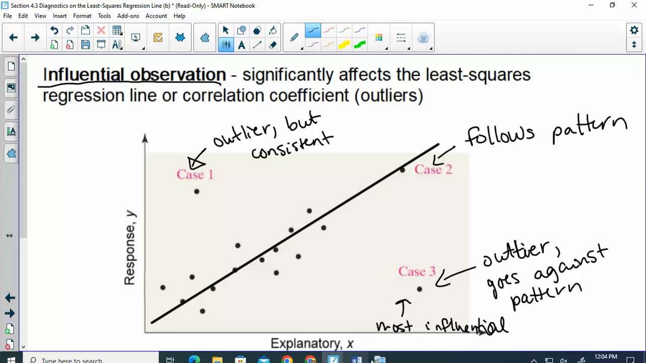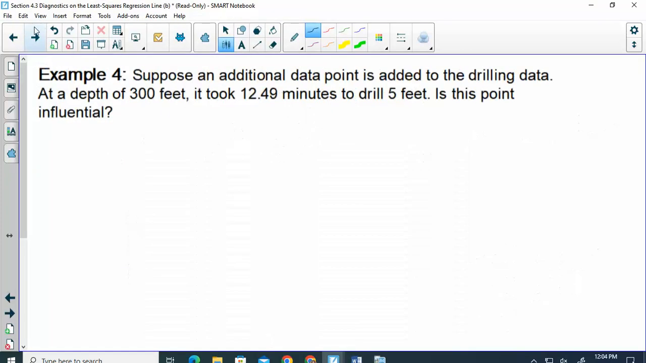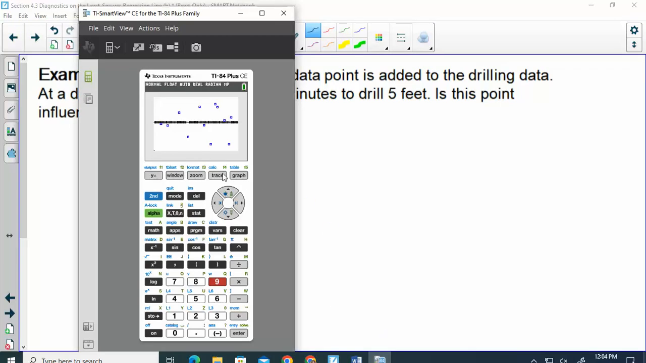All right, so let's go back to our drilling data, and let's add in a point. So if I had another 300 feet and 12.49 minutes, is that influential? Let's do this first. If we want to see if it's influential, we could do a couple different things. Let's look at the original scatter plot. So I'm going to change this back to my Y, make it list 2. Okay, so here's my scatter plot.